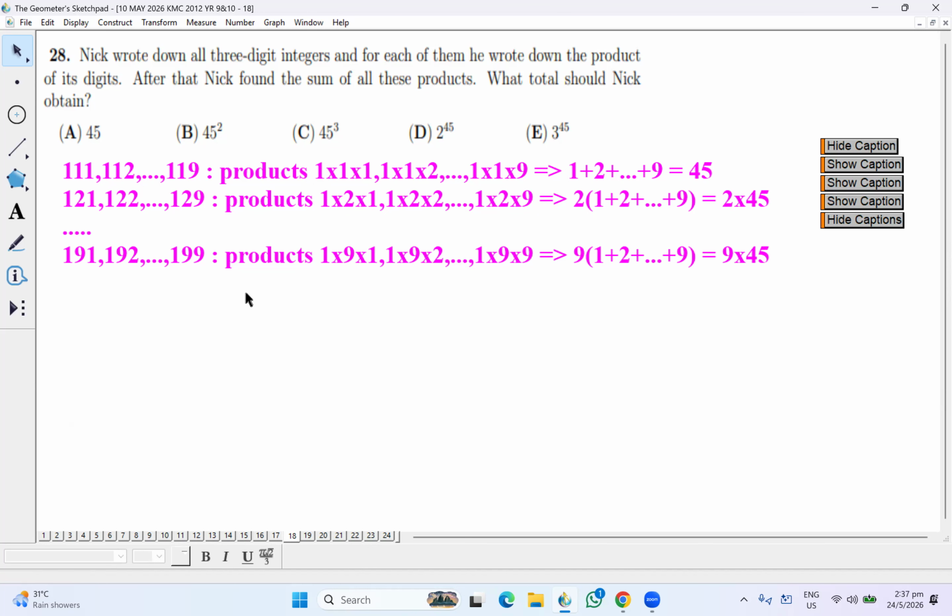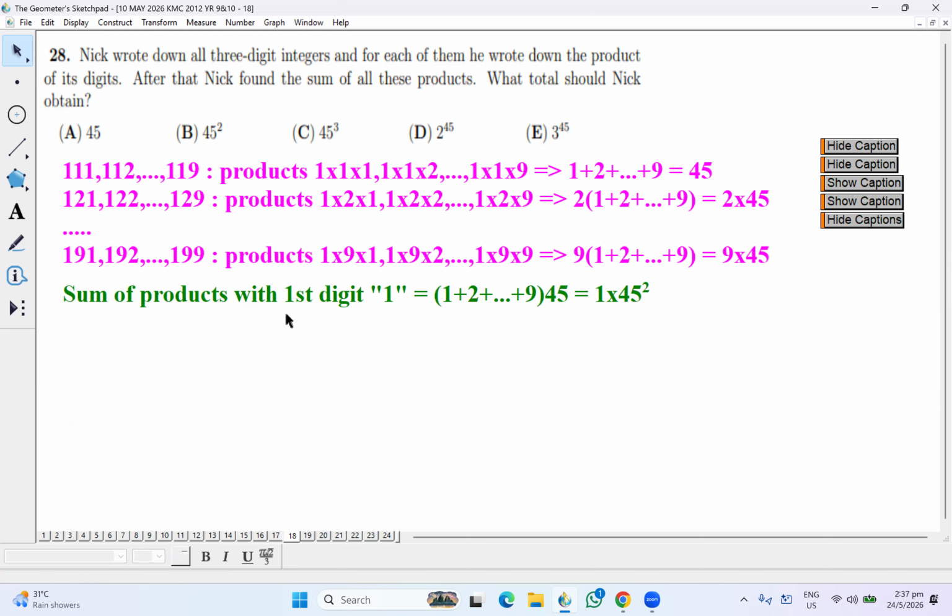So by this reasoning, if we go to 1 9 1, then it will be 9 times. Because 1 times 9 times 1 all become 9 times. This one is 1 times 1 times 1. Yeah, 1 times 9 times 1. So every term 9 times. So the sum is 9 times 45. Then we add up all this. Is only for starting digit is 1.